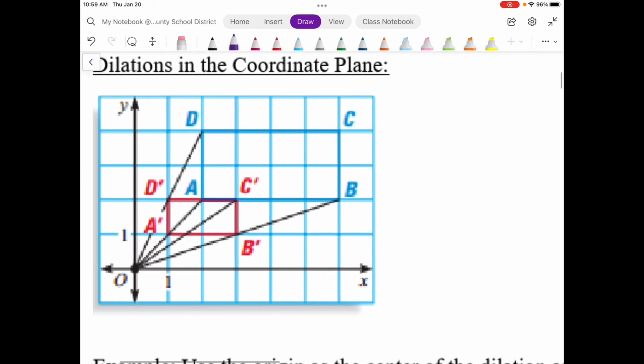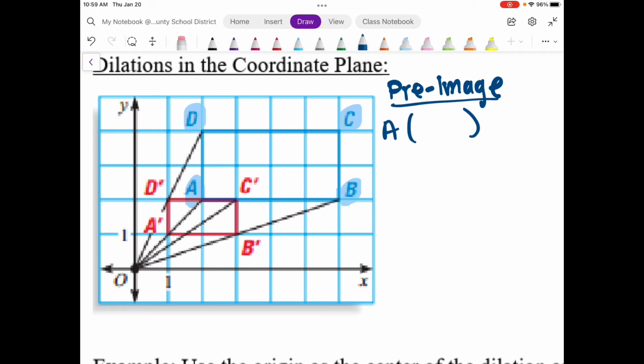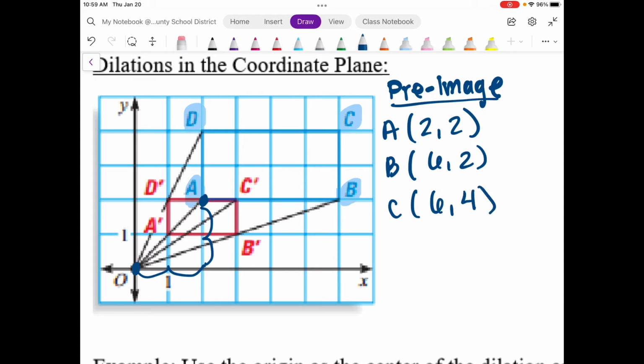So here we have our first example. And in this example, we have our pre-image. There's A, there's B, there's C, and D, okay? So what I'm going to do first is write down my pre-image coordinate points. So A is at the point 2, 2. So this is my origin. A is at 1, 2, there it is. So 2, 2. B is at 6, 2. C is at 6, 4. And D is at 2, 4.